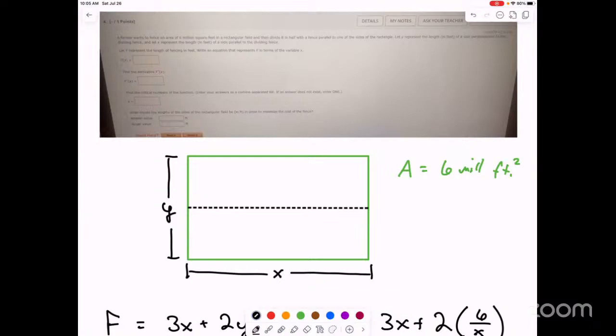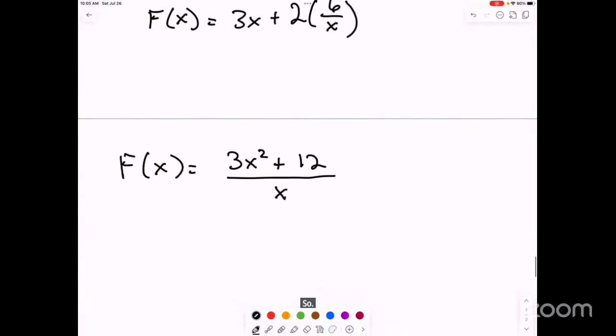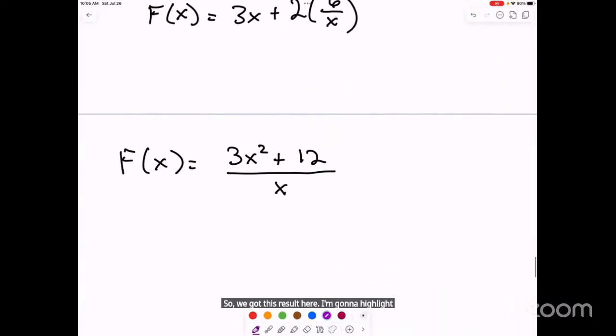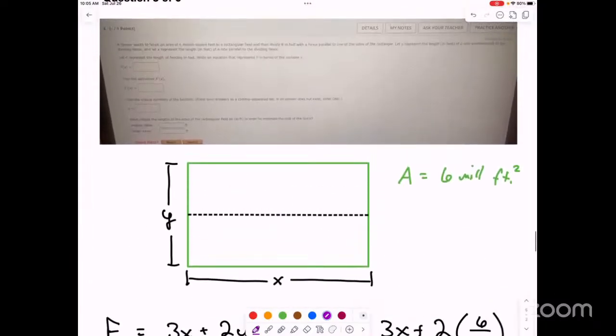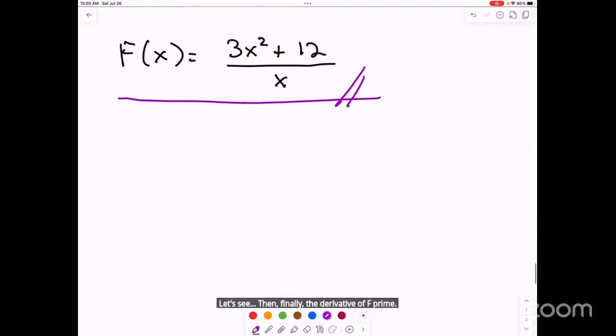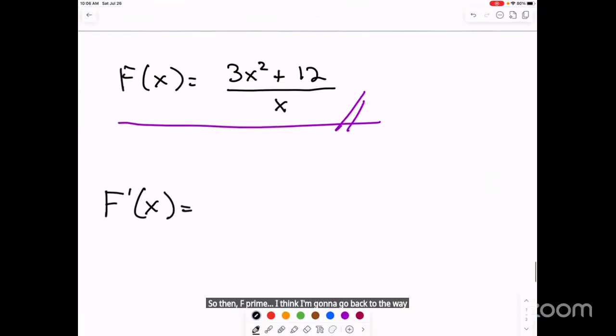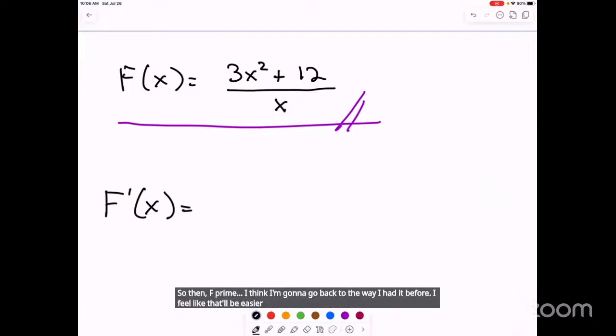Write an equation to represent f in terms of the variable x. So we got this result here. I'm going to highlight it in purple. Let's see. Then find the derivative of f prime. Okay. I mean, of f of x. So then f prime. I think I'm going to go back to the way I had it before. I feel like that'll be easier to take the derivative of.